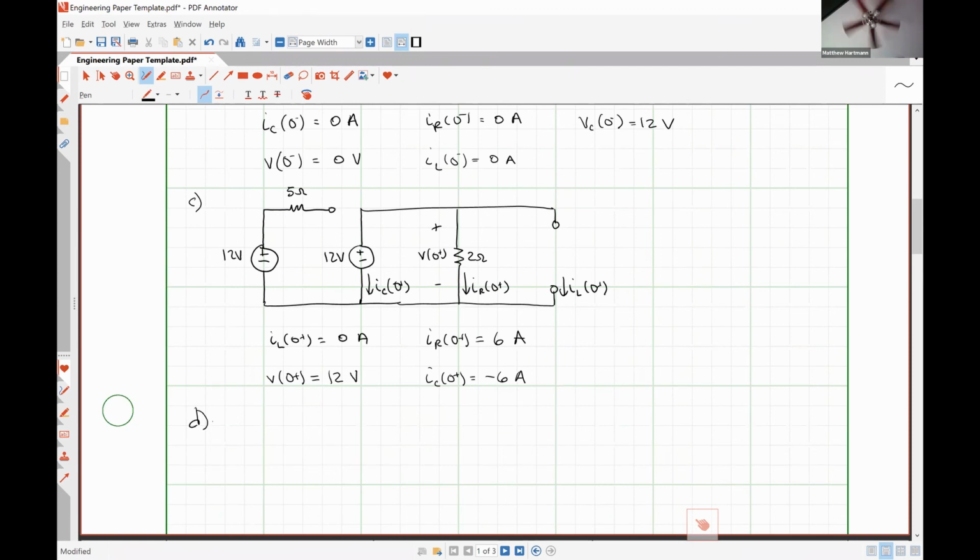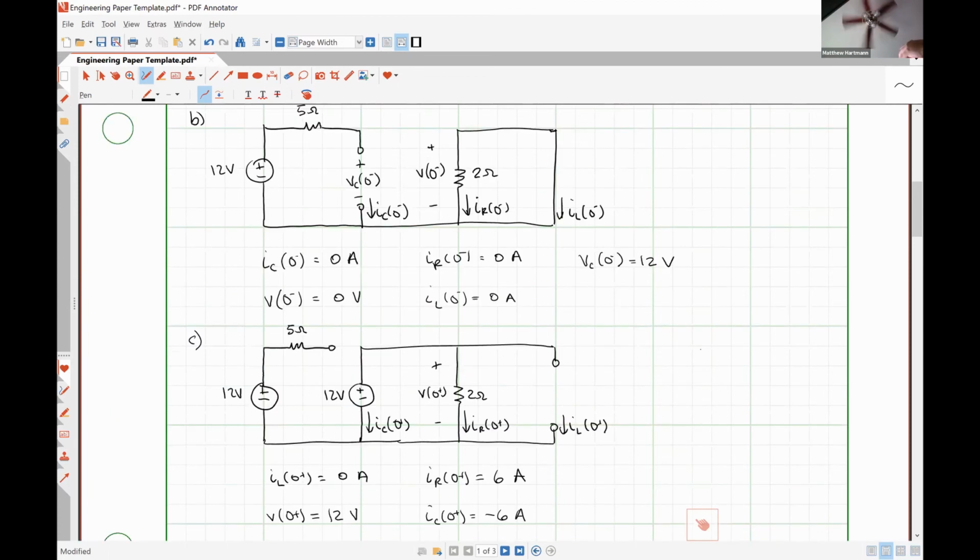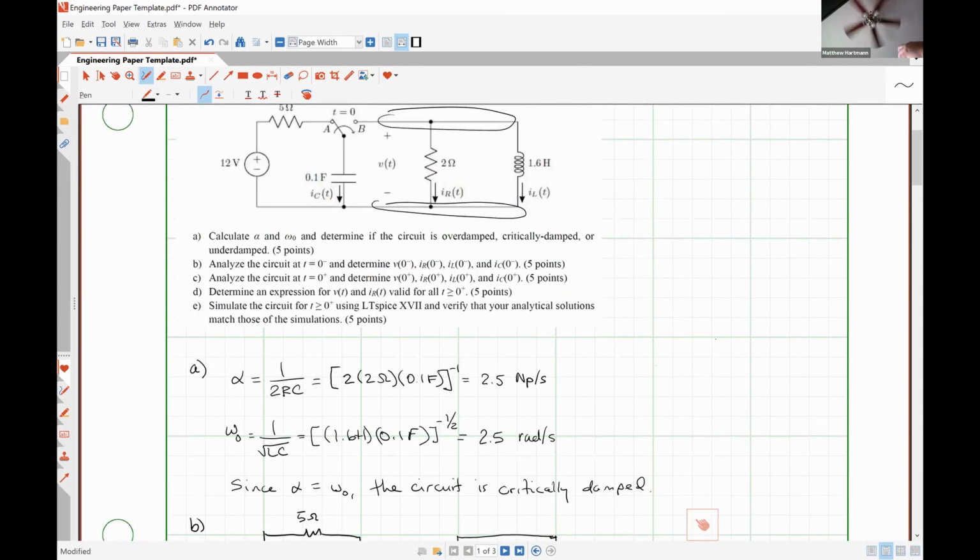So part D. Because our circuit is critically damped, that means that the response will be of the form y of t equals a1 t e to the minus alpha t plus a2 e to the minus alpha t. So the question is, what response do we want to determine? If we look back here, we're asked to determine an expression for the voltage V of t, which is the capacitor voltage, so that's a good place to start, and our resistor current I of t.